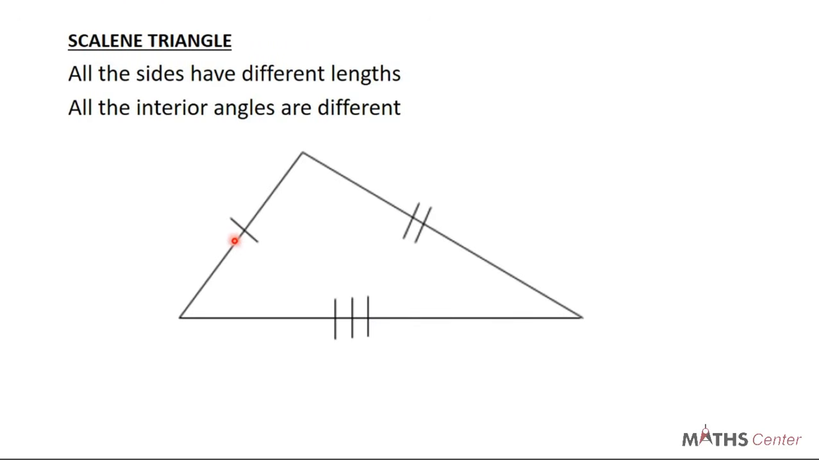When you come here, the length of this side, the length of that side, and the length of that side are different, so you use one line here, two lines here, then three lines here. Also, all the interior angles are different, so the angle formed here will be different, the angle formed here will be different, and the angle formed here will also be different. When you have such a triangle, we say that you have a scalene triangle.